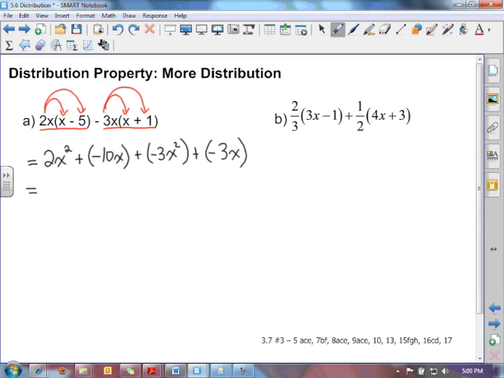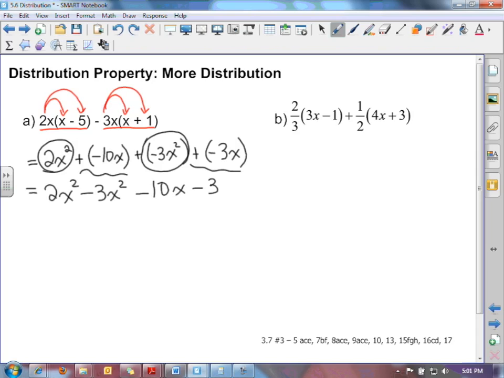Now I'm going to change these, and as we saw last lesson, we like to collect like terms. So I'm going to put all the like terms together. So we get 2x squared, and now I'm going to combine the integers, minus 3x squared minus 10x minus 3x. So I got rid of those addition signs and changed it to either positives or negatives. So 2x squared minus 3x squared, well, we get negative x squared, or negative 1x squared. We don't show the 1. Negative 10x minus 3x is negative 13x.